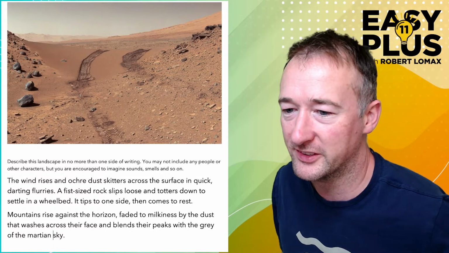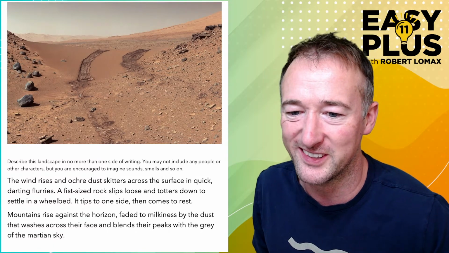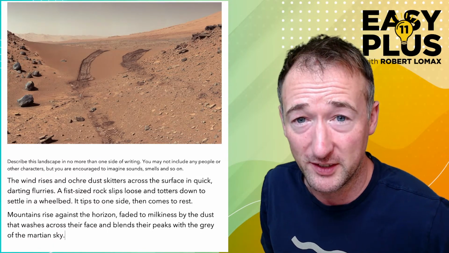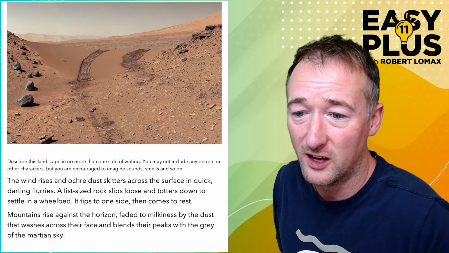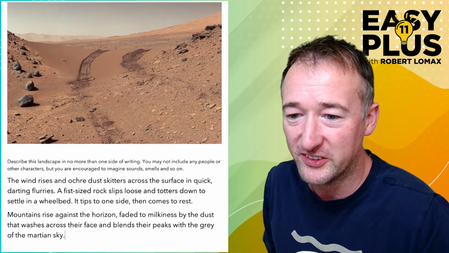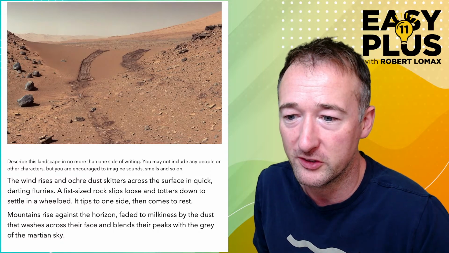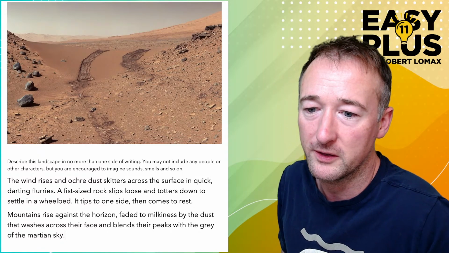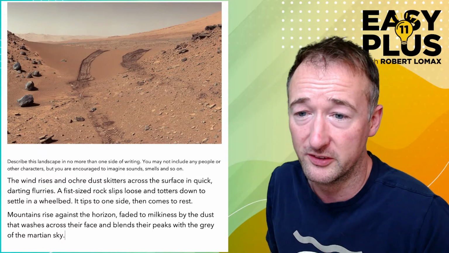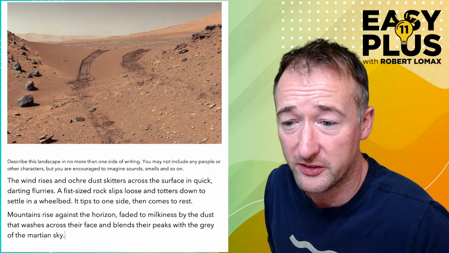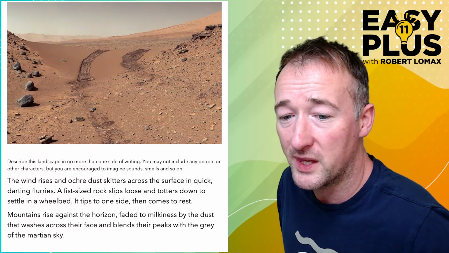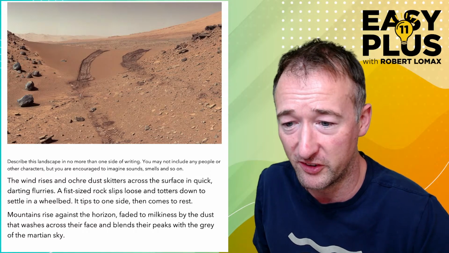Okay, so we got a nice start here, I think. The wind rises and ochre dust skitters across the surface. A little bit of alliteration there, but not too strong. Skitters across the surface in quick darting flurries. A fist-sized rock slips loose and totters down to settle in a wheelbed. It tips to one side, then comes to rest. Mountains rise against the horizon, faded to milkiness by the dust that washes across their face and blends their peaks with the grey of the Martian sky.